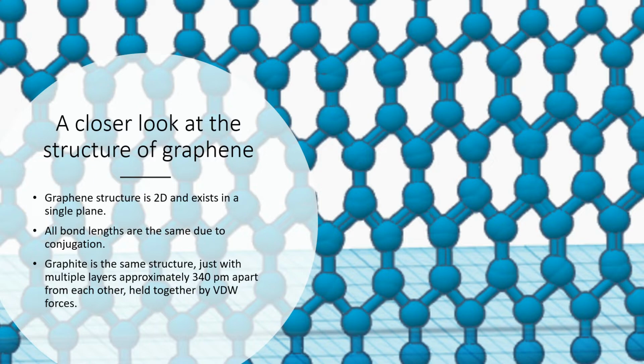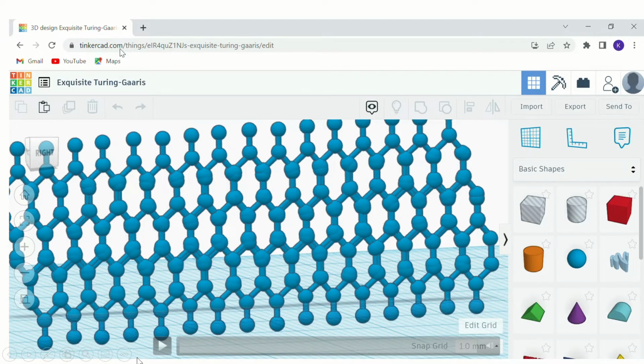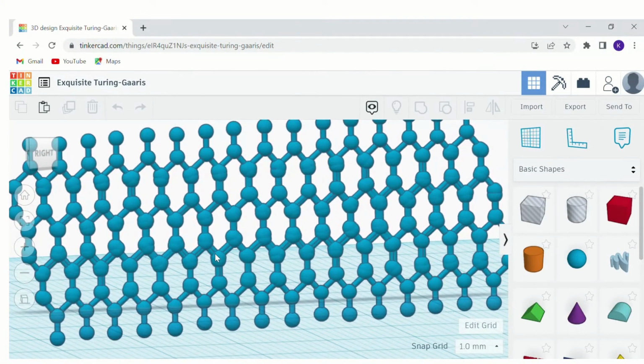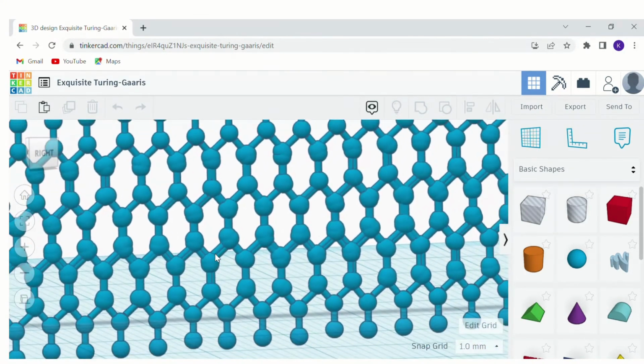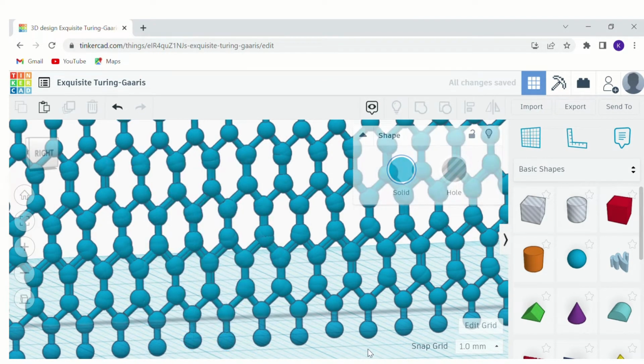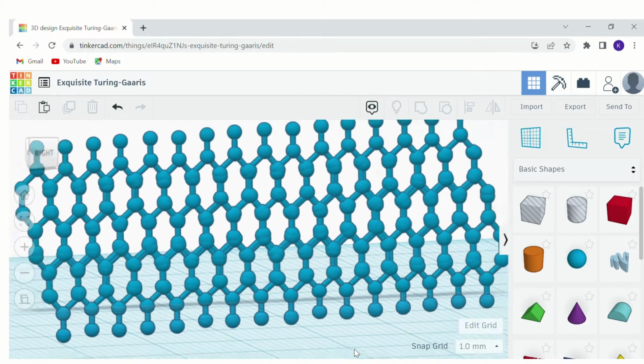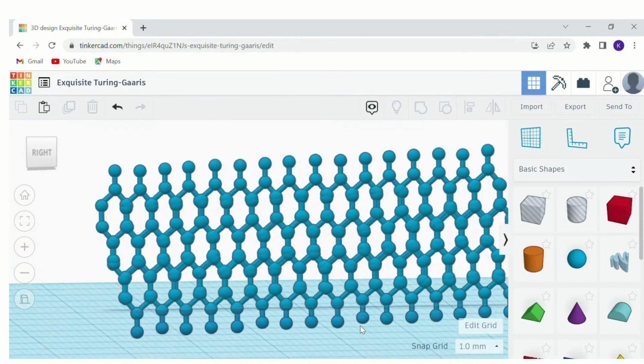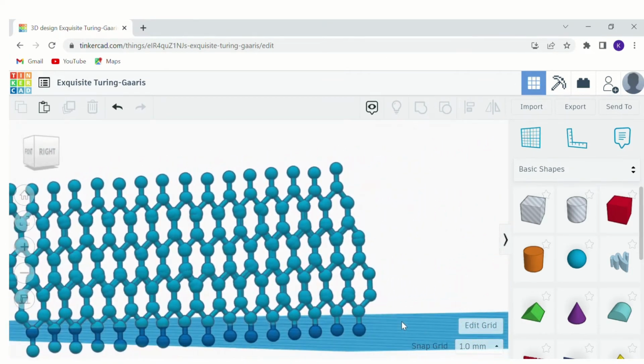So here's my 3D model of graphene. Like we previously discussed, graphene is 2D and fits onto a plane, but here is my 3D model for it. I tried my best to make the bonds and atoms proportionally to scale and symmetrical, but it's a little bit iffy. Like I said, the rings are aromatic, so the bond lengths should all be about the same. Graphite structure is like this, but imagine several identical layers coming towards the screen and away from the screen, all about 340 picometers apart, held together by van der Waals forces.